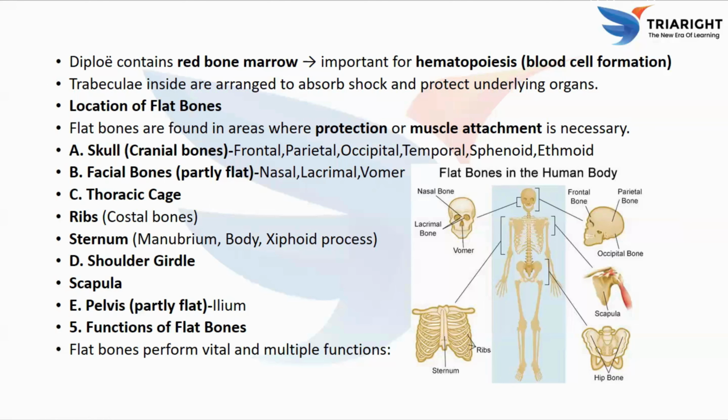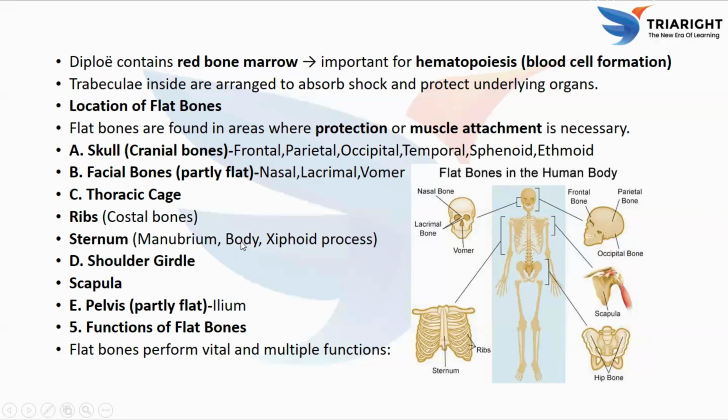Coming to facial bones, which are partly flat, these give shape to the face. That is nothing but the nasal bone, the lacrimal bone and the vomer. Here you can clearly see the nasal bone, lacrimal bone and vomer bone. Next, the thoracic cage. What do you mean by thoracic cage? This helps to protect the heart and lungs. Ribs are the costal bones. These are thin curved flat bones forming the rib cage. What is the sternum? The sternum includes the manubrium, body and xiphoid process.